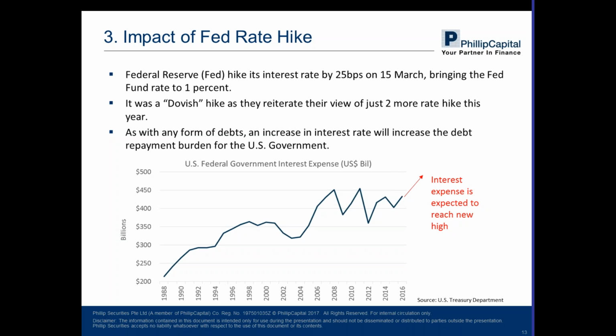So with any form of debt, we know that an increase in interest rate will increase the debt burden for the US government. And the following chart shows us the federal government interest expense in billions of dollars. You could see that it has slowly been increasing all the way back to 1988. And the only time that it actually fell was during the crisis as well as the government shutdown. Since then, we expect interest expense to reach a new high.